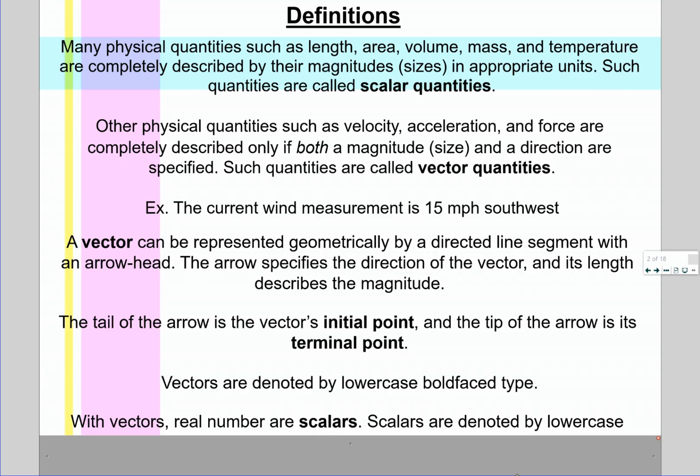All right. So the next two sections, 7.4 and 7.5, are going to be all about vectors. If you've taken physics before, you guys have talked about vectors. We're going to do just the basics of it in this class. We don't go too far in depth.